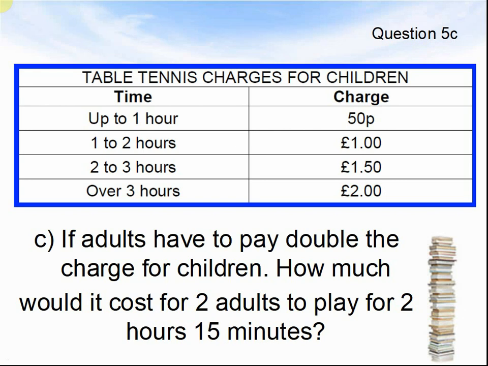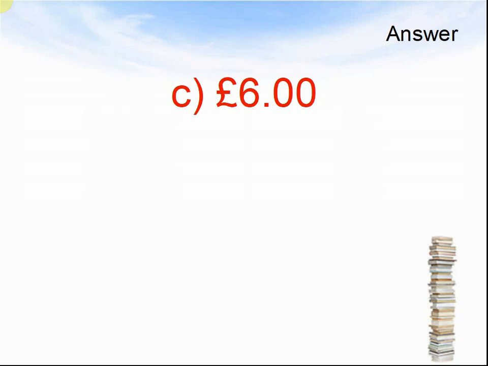Question 5c. If adults have to pay double the charge for children, how much would it cost for 2 adults to play for 2 hours 15 minutes? Pause the video until you're ready to see the answer. Here comes the answer. The answer is £6.